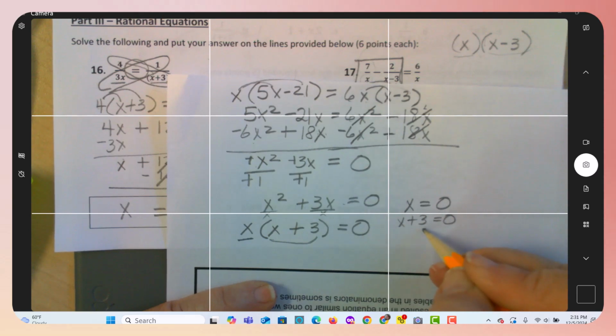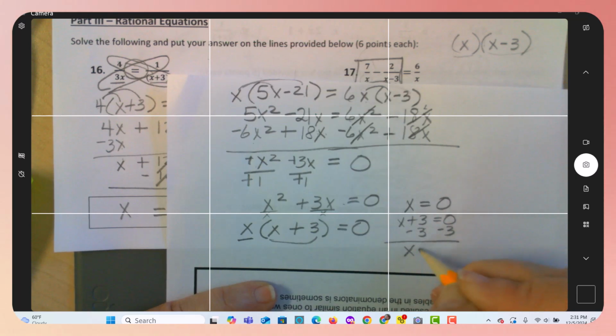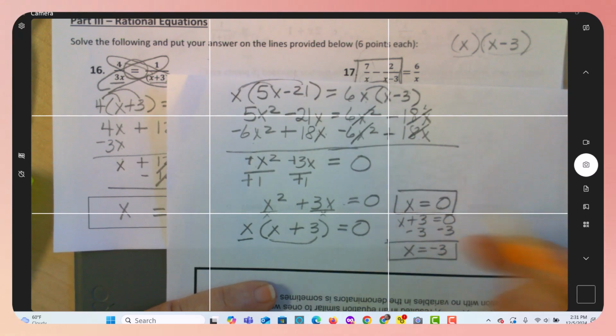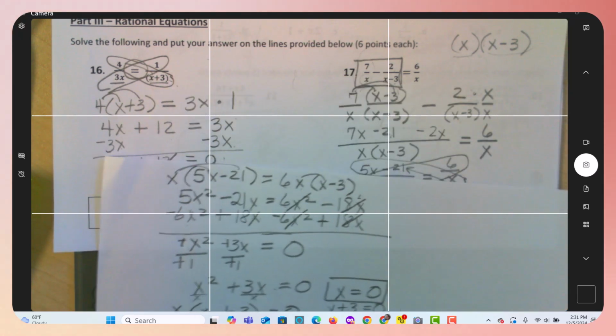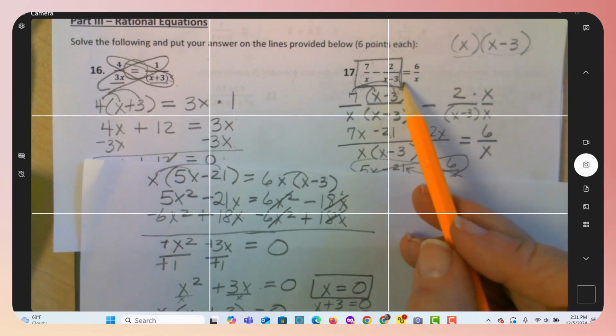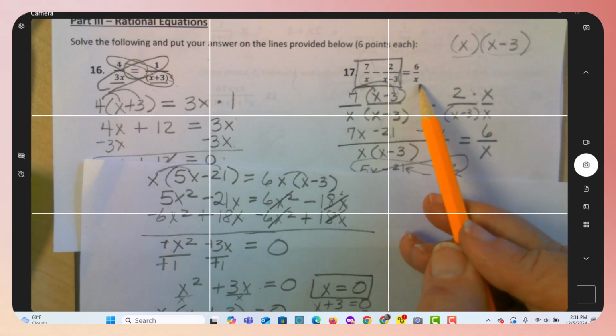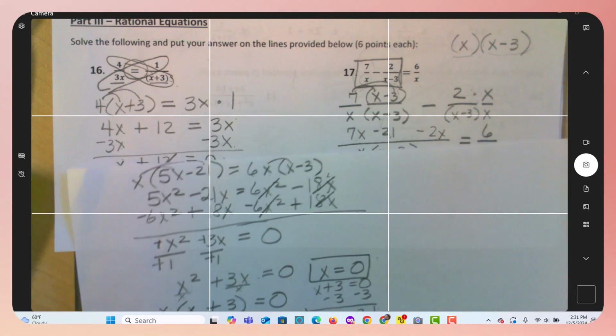This one I have to solve, so subtract 3 from both sides. X is equal to negative 3, and x is equal to 0. So you have two solutions that you want to plug into this equation and see if there are any extraneous solutions. And there aren't. I promised you that I wouldn't give you any that are, so we're just going to go with these two.